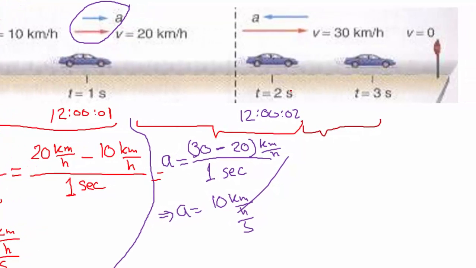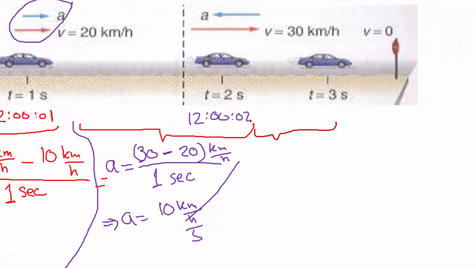Okay, now let's assume that at 2 seconds past 12 exactly, the driver saw the stop sign and he stepped on the brake so hard that it brought the car to a stop in 1 second. So the car went from a velocity of 30 kilometers per hour to the right here to zero velocity, and that's at 3 seconds past 12.